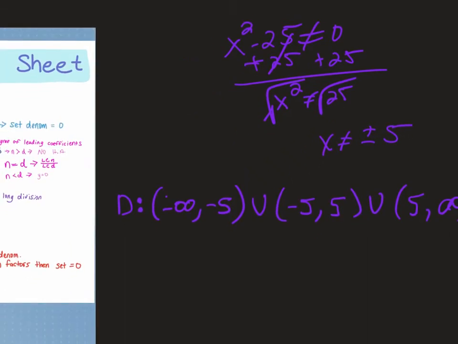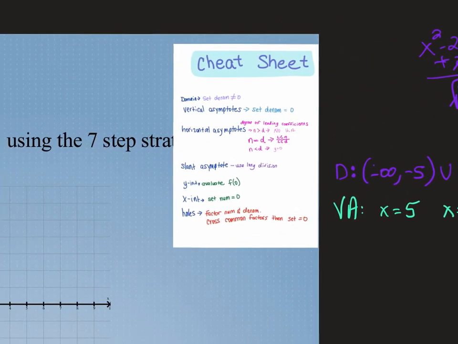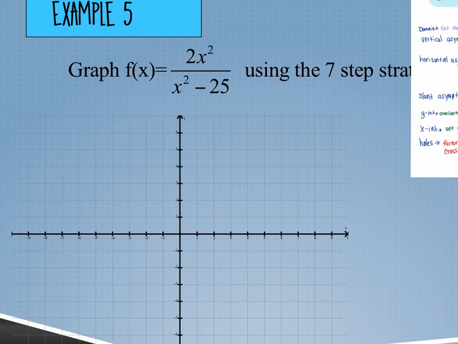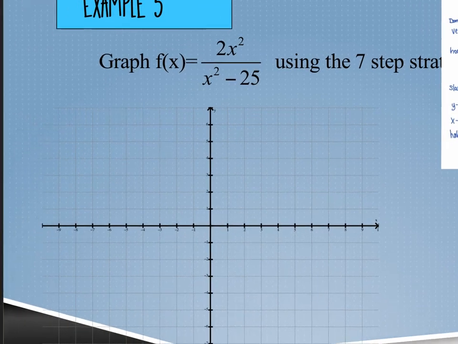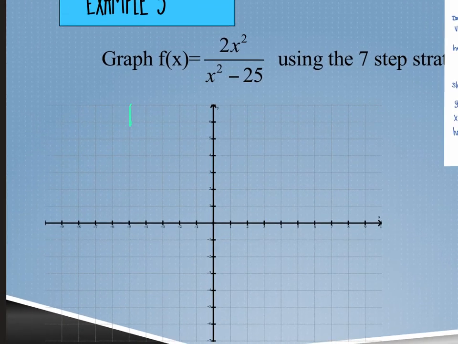So if that's my domain, what are my vertical asymptotes? At x equals what? Positive and negative 5. x equals positive 5 and x equals negative 5. Let's go ahead and put that on our graph. All right, this graph's going to look a little different because it's x squared. So I'm going to have two vertical asymptotes. I'm going to have one here at positive 5 and negative 5.